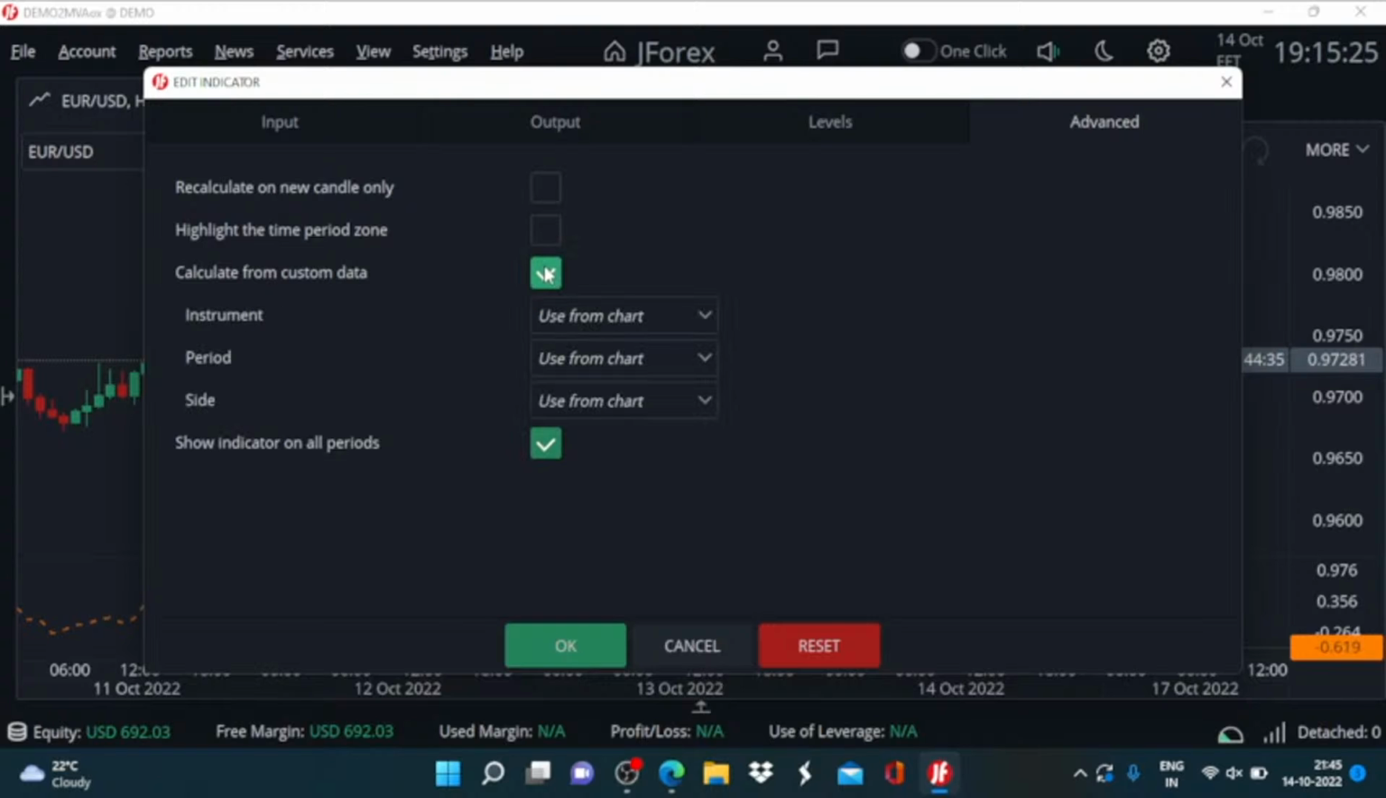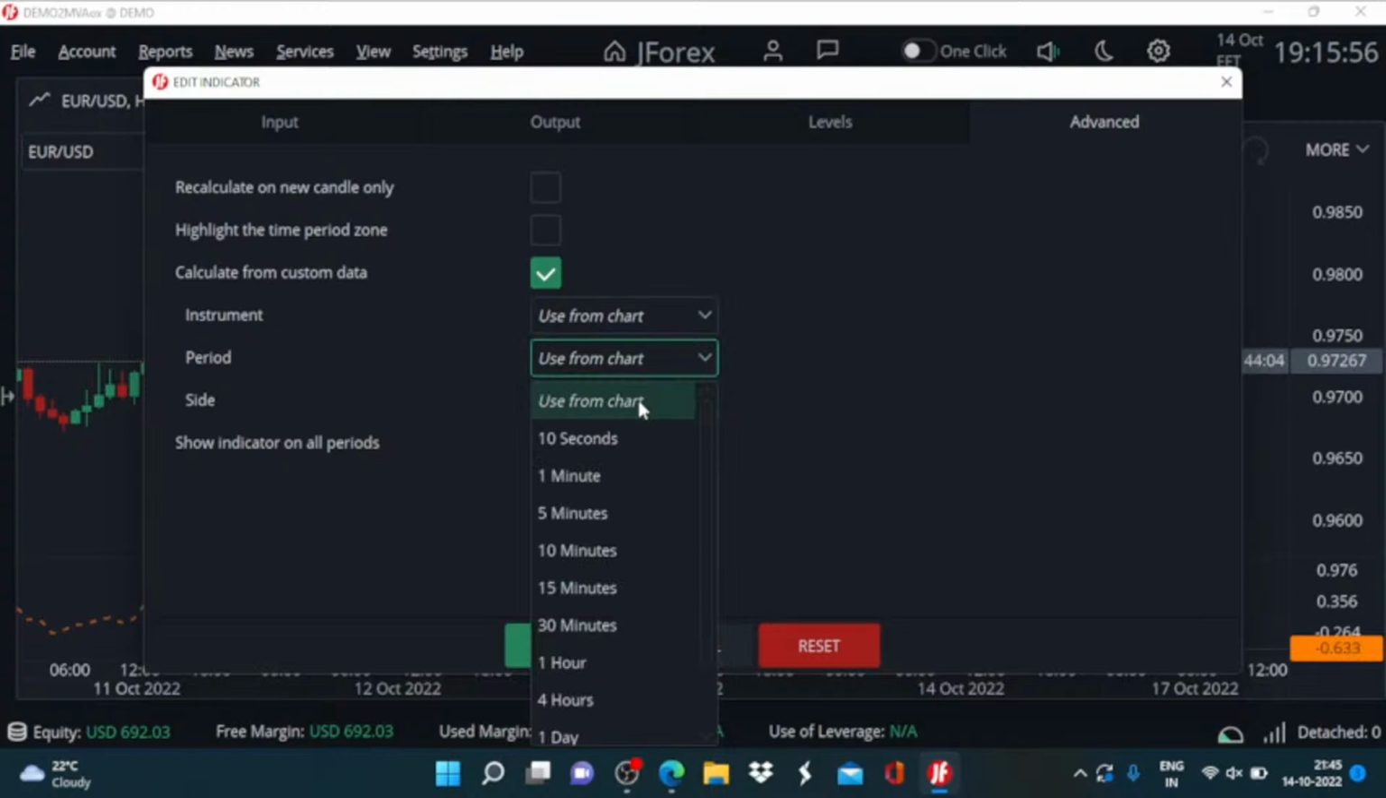Customization can also be done for the instrument, for the candle period, and for the spread side. So all these parameters are going to cause a significant impact if you use the instrument simply from the chart. So whatever is the instrument on the chart, your indicator will be plotted for that. But if you specify that any particular instrument should be there, only for that instrument this indicator will work, and for other instrument you will have to plot it anew.